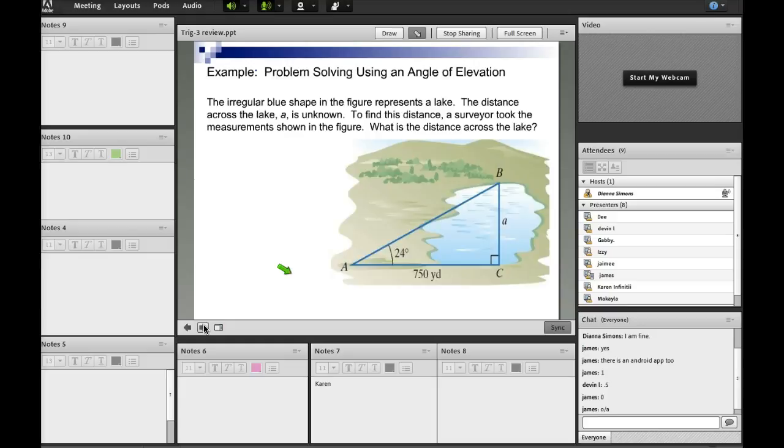All right, so here's a problem. We have this irregular shaped lovely lake here. The distance across the lake is unknown. To find the distance, the surveyor took the measurements in the figure, and what is the distance across the lake? What I want you to tell me for this one is, what am I going to use? Sine, cosine, or tangent? Or inverse sine, inverse cosine, inverse tangent? To find A. This is what I want to find. What trig function am I going to use?